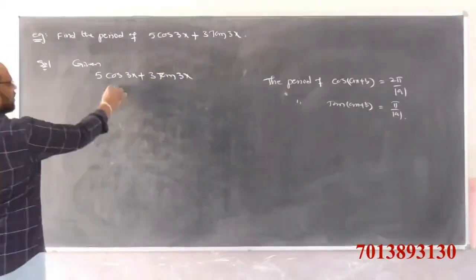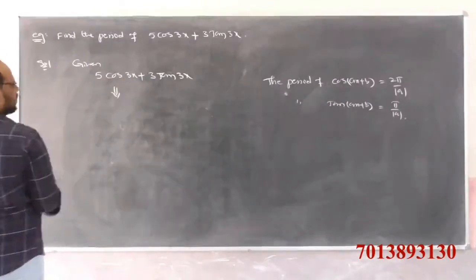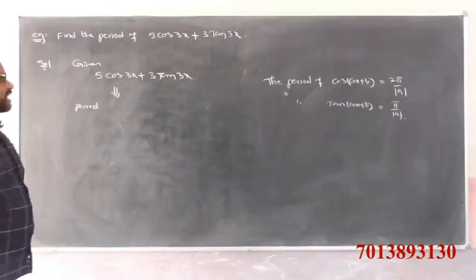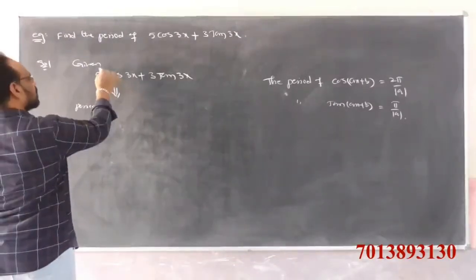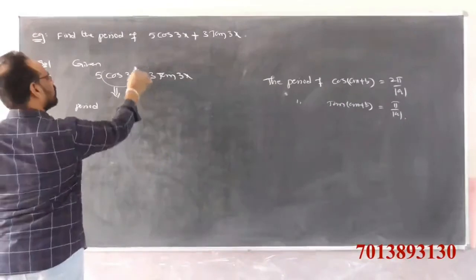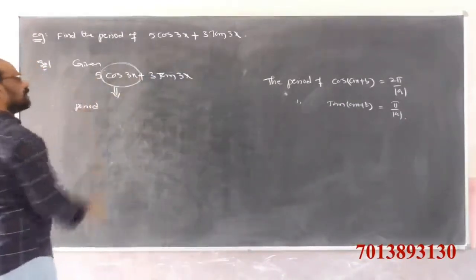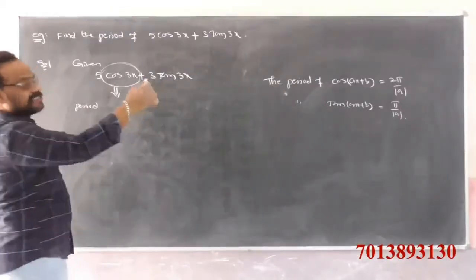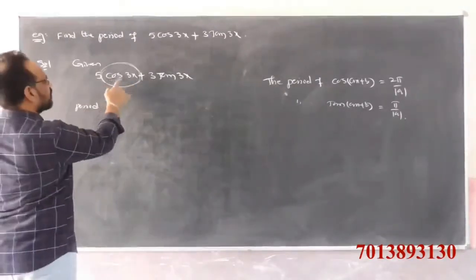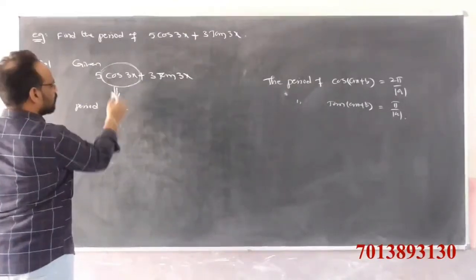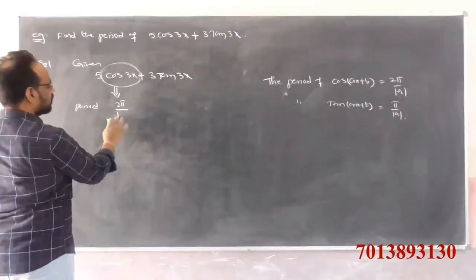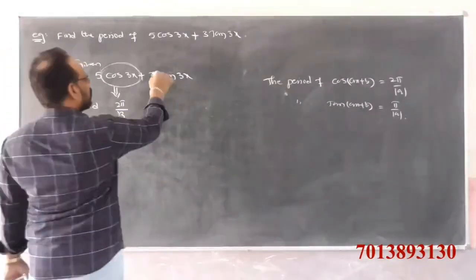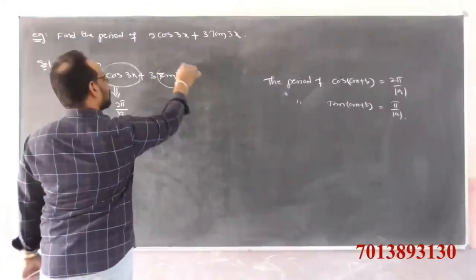So observe here, the period of 5 times cos 3x. 5 is not at all important. We want the period of cos 3x. The period of cos 3x is 2 pi by mod a, so 2 pi by mod 3, and mod 3 means plus 3. So 2 pi by 3.